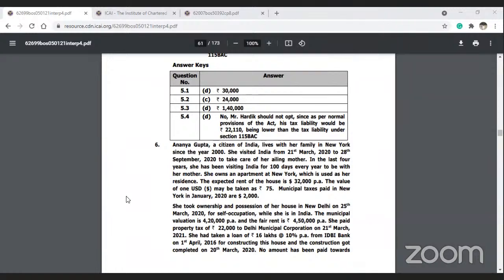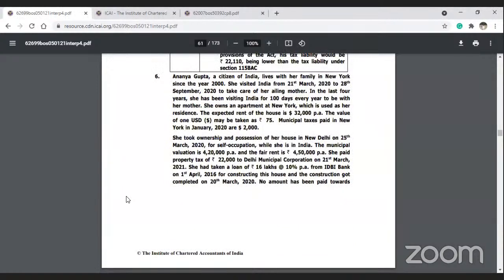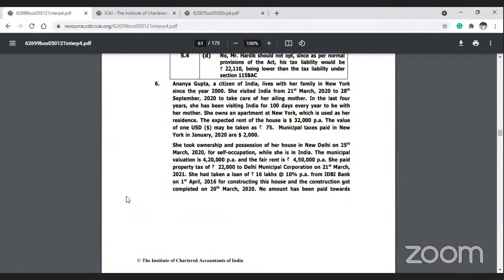She doesn't have any salary income. If she has Indian income of more than 15 lakh rupees, only then will the shift be to 120 days. Yes, 1,20,000 Indian income. No, sorry, 120 days.